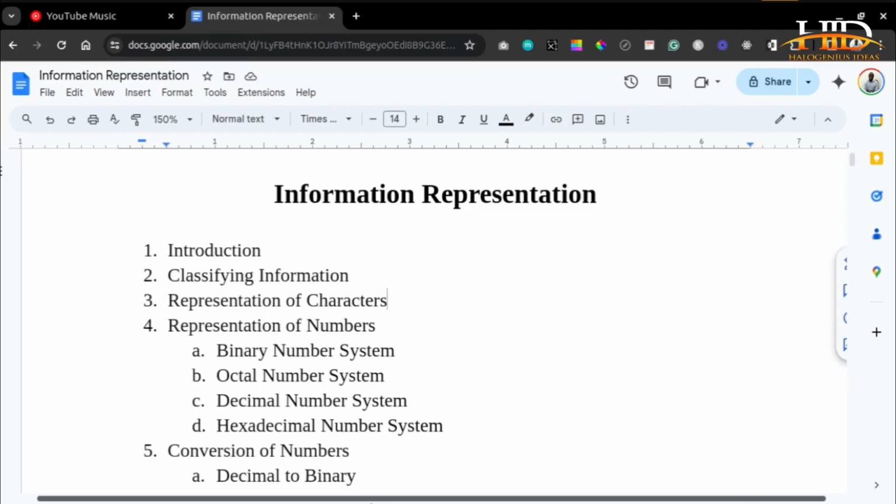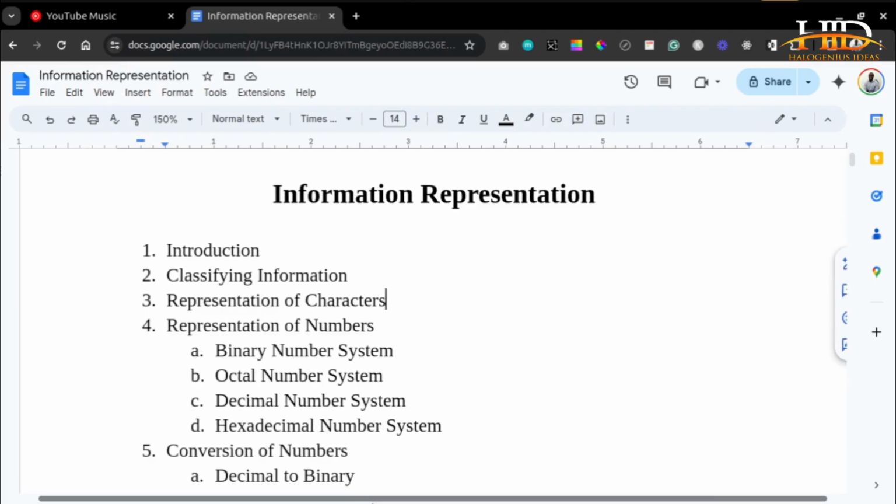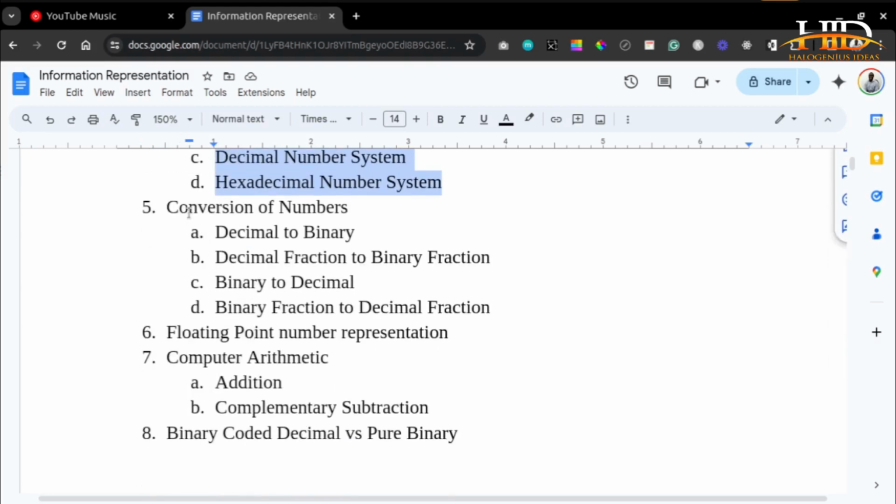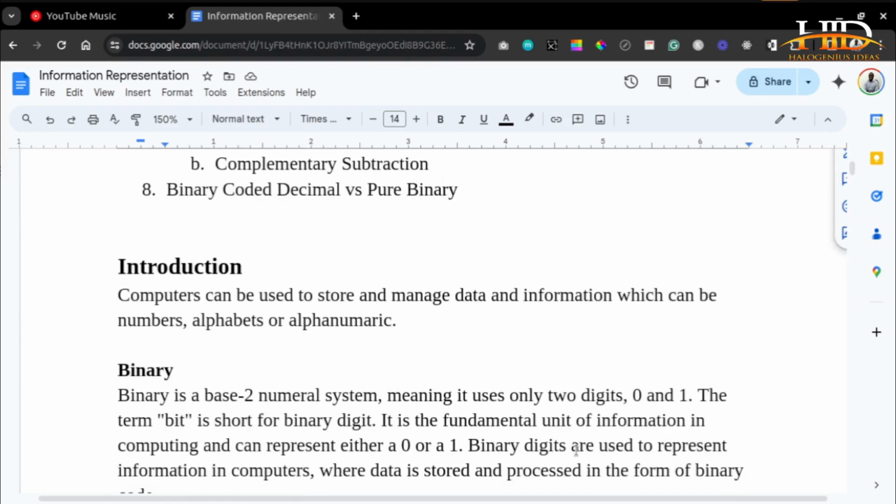In this tutorial, we are going to be talking about information representation. We are going to be talking about the classes of information, how we can classify information, then the representation of characters and numbers, and we talk about these four representations of numbers. We talk about conversions of numbers from one type of representation to the other. Then we have the floating point number representation. We have computer arithmetic to talk about. Then we are going to be talking about the binary coded decimal. Okay, so yeah, let's get into it.